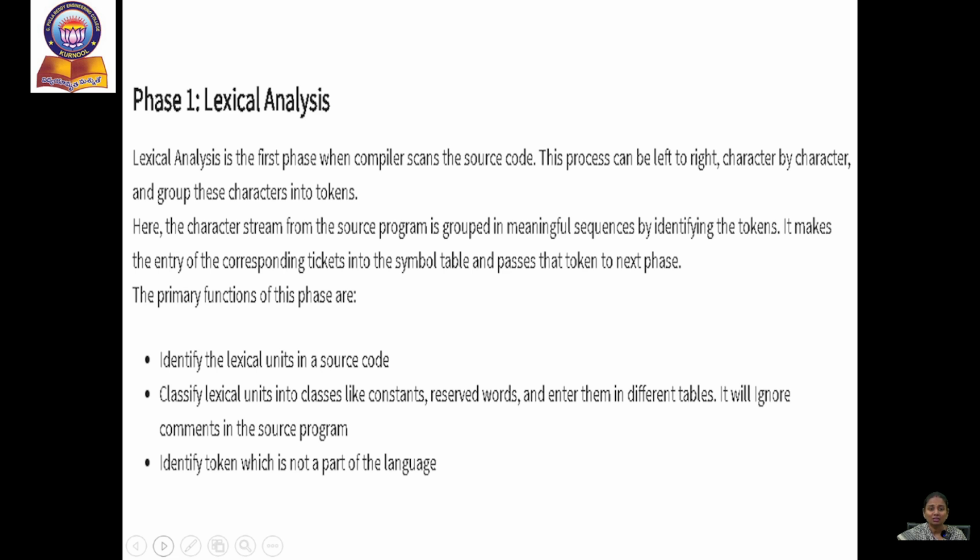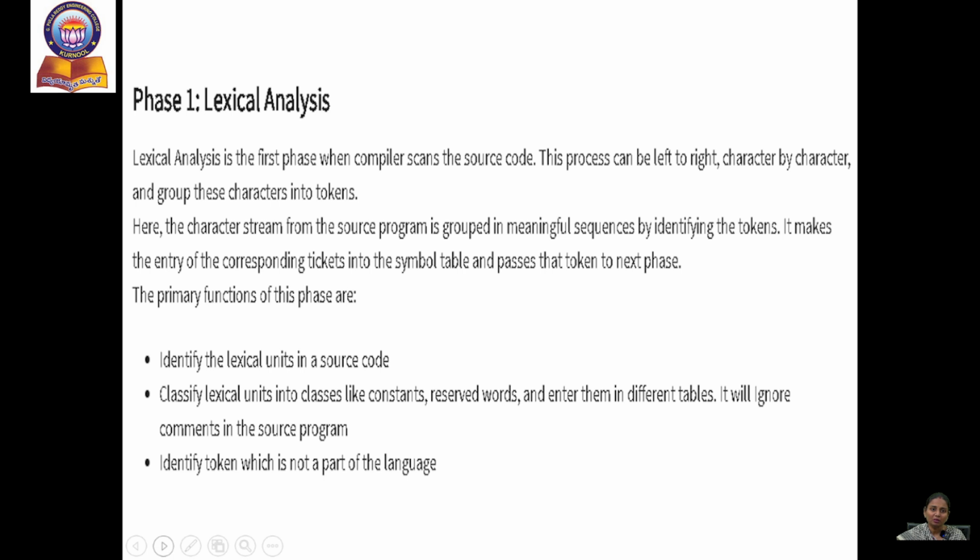And classifying these lexical units into groups: we can have constants, variables, or keywords, which we can also call reserved words in the programming language. These can be identified and classified by determining which type each token belongs to, either a constant, a reserved word, a data type, or a variable.